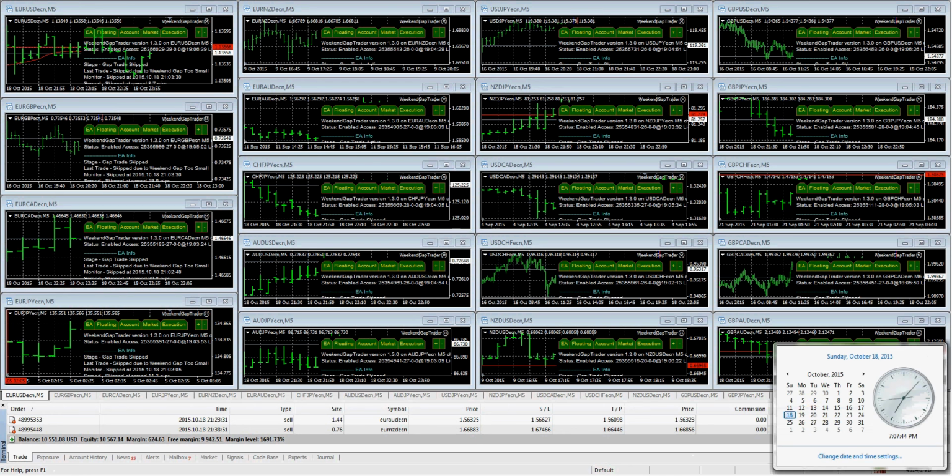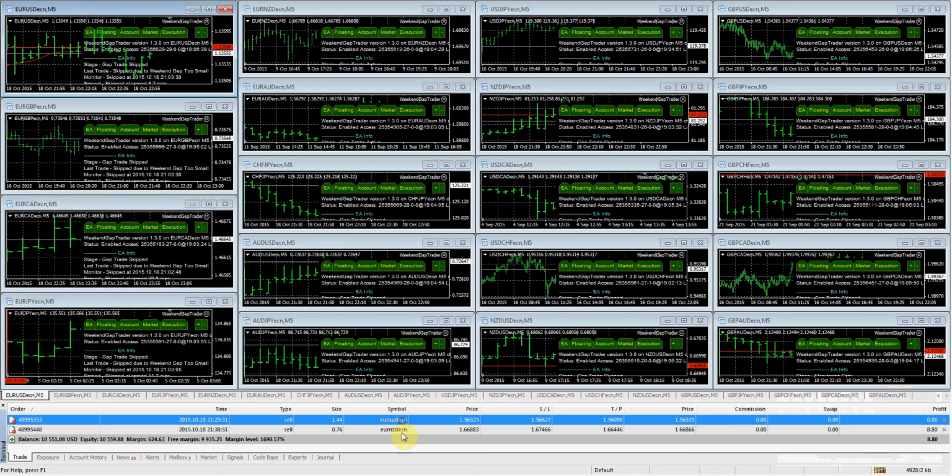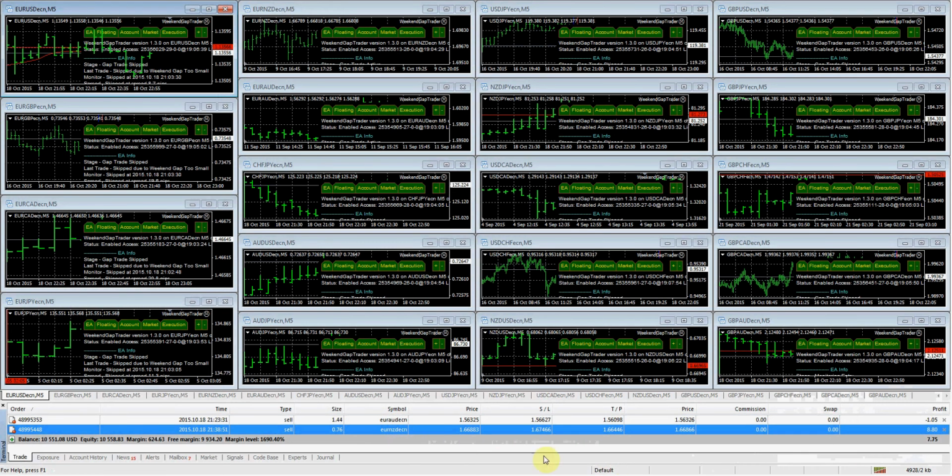Hey folks, today is October the 18th. It's currently about 7 o'clock in the afternoon. As you can see here, the weekend gap EA has taken a couple trades, one on the Euro AUD and one on the Euro NZD. I should also mention that today is going to be the 8th week that I've been trading with this. So this will be my final update for you guys with this system.